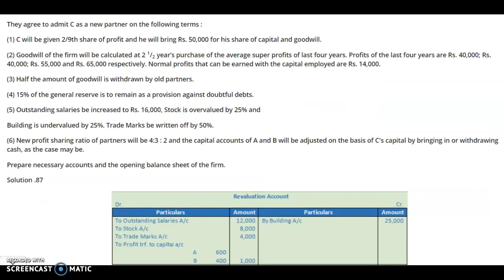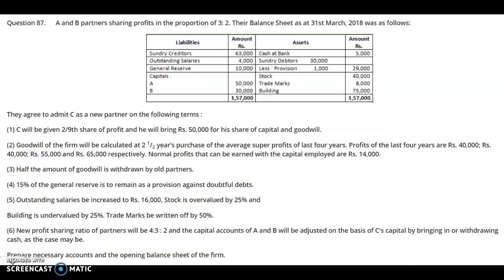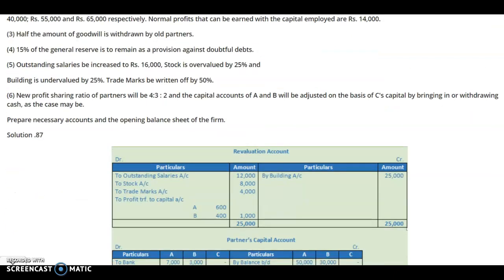Then stock had a loss of 8,000. Stock is overvalued by 25%. Stock value is given as 40,000. It is overvalued by 25%. Please understand that it is not 10,000, because after overvaluation of 25% it is 40,000. So automatically it is 20% overvalued on rupees 40,000. So we will find 8,000 as a loss to the revaluation account on the debit side.